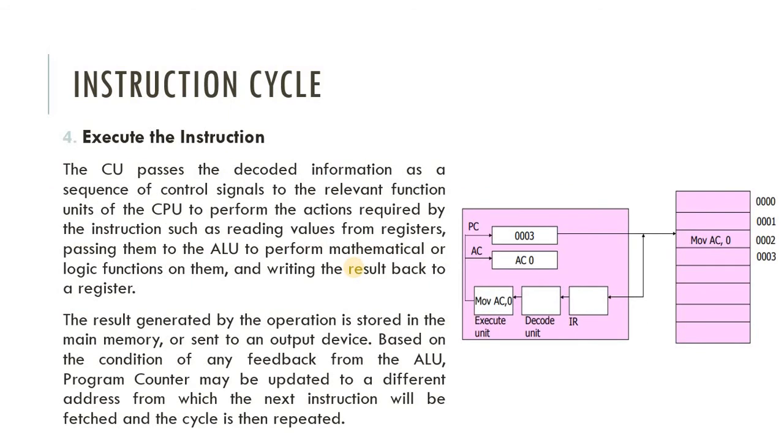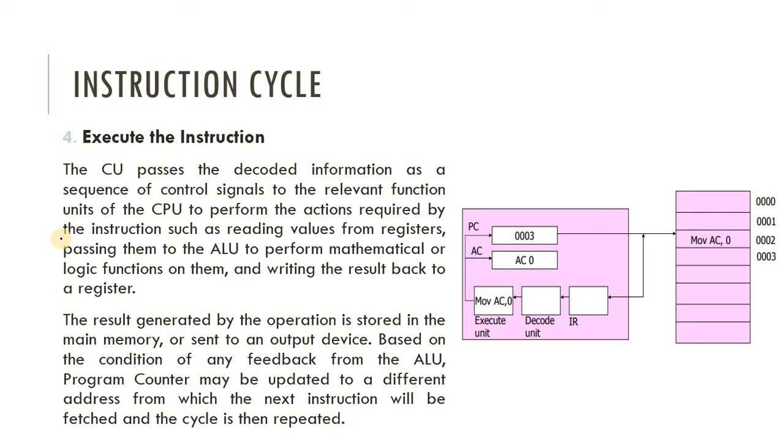And the last stage is to execute the instruction. After getting the operand, we can perform the execution task. The control unit passes the decoded information as a sequence of control signals to the relevant function units of the CPU to perform the actions required by the instruction, such as reading values from registers, passing them to the ALU to perform mathematical or logical functions on them, or writing the results back to the register. The result generated by the operation is stored in the main memory or sent to an output device.